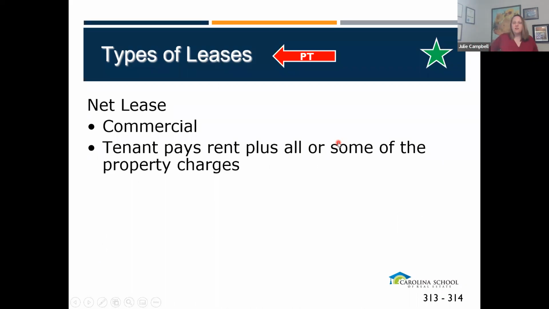Another type of lease we may see in commercial, something called a net lease. In a net lease, the tenant pays the rent, and in addition to the rent, they may pay some or all of the property charges. So they pay rent, but then they also get to pay for maintenance and property taxes and maybe homeowners insurance. Net lease.